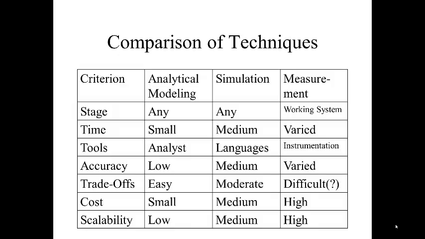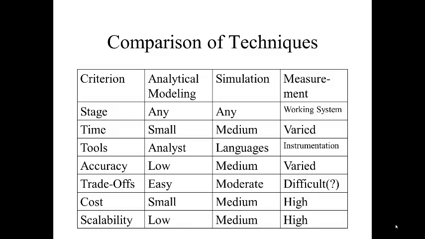So on the left you see analytical modeling. This is pretty much similar to code inspections in that you can do it at any stage of the software engineering process. A small amount of time is required to do this. This is why we're discussing it. The tools that you need are an analyst and usually a piece of paper and pencil, or it can be done with a tool like Excel. It doesn't have the best accuracy, but it is easy to do and it's low cost. And I guess another drawback to it is that the scalability is low. It works for small systems, but as the system gets more complex, it doesn't work as well.